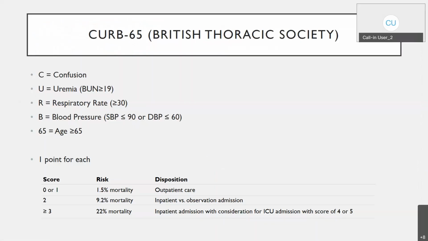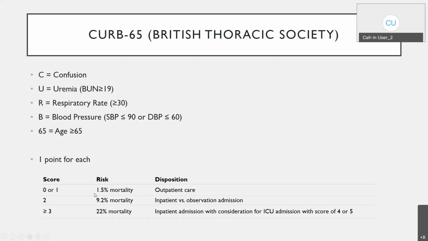So the CRUMP 65 is another prognostic scale. It's only based on 5 different criteria, and that's where the mnemonic comes from. C is for confusion, U, uremia, R, respiratory rate, B, blood pressure, and the 65 for age over 65. So it's easier to remember and based on fewer markers. The downside of it is that it kind of overclassifies the severity of illness and puts more people in the hospital than the PSI. It also is less discriminative when it comes to predicting mortality.